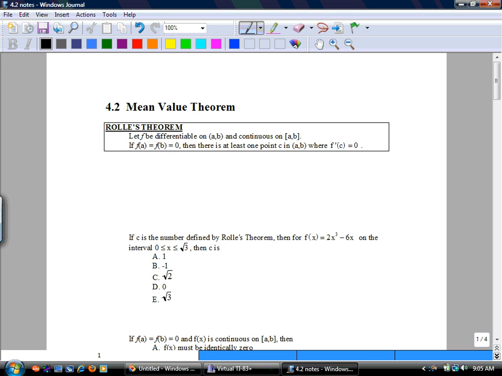Okay, let f be some differentiable function on some interval a to b and continuous on that closed interval a to b. So let f of a equal f of b equal 0.